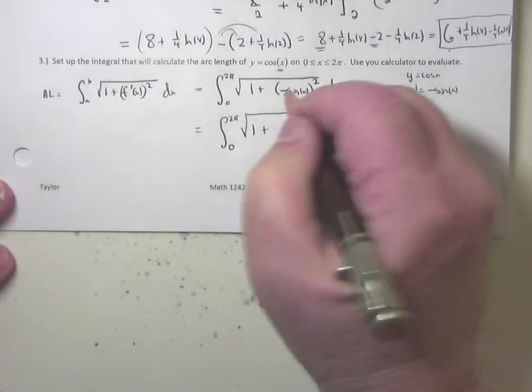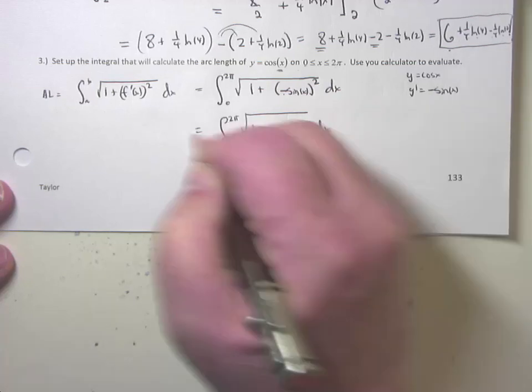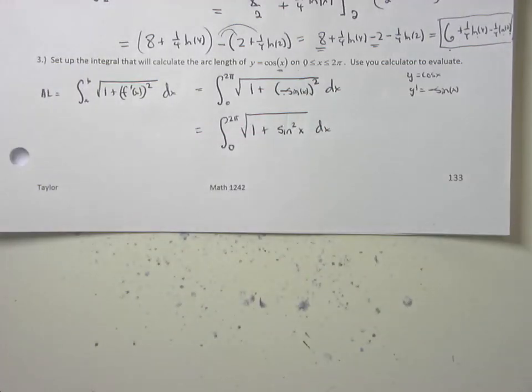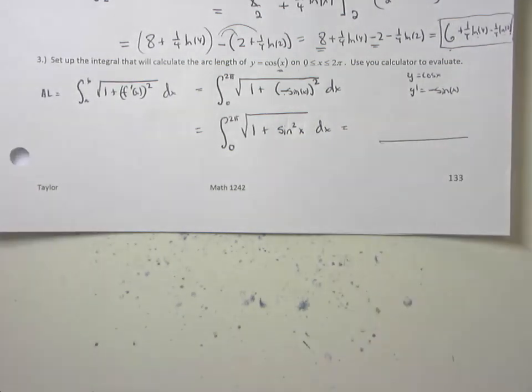Positive, so you can drop the negative there. And we would write it as sine squared x dx, and that would be the answer on the multiple choice question. But on this particular problem, I want you to actually use your calculator to evaluate it.